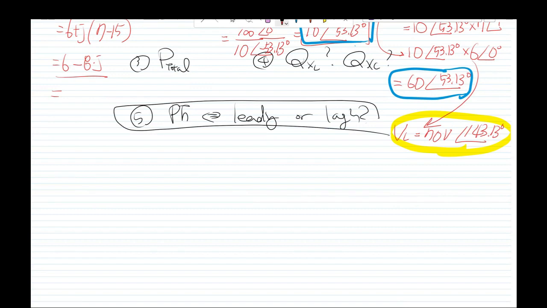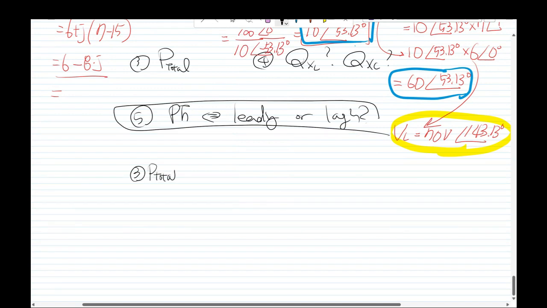Okay. The question 3. Again, you can go to page 15 in the printout, the same questions. So the question 3, what is the total power? Okay. So the total power, go back to the circuit.